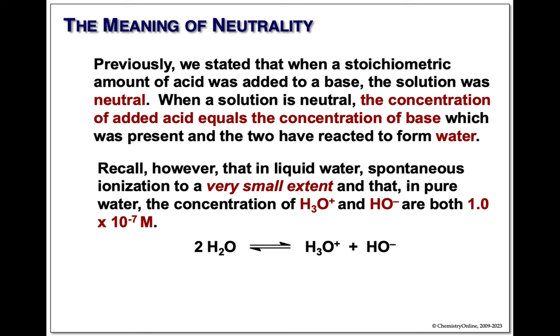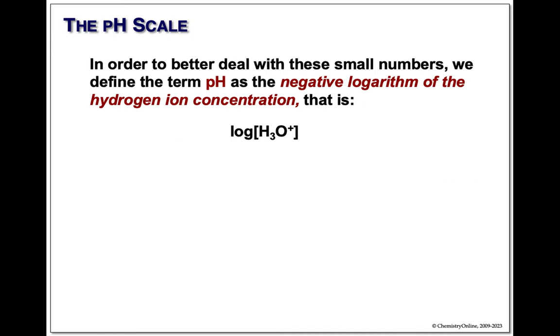It's difficult to type out and stuff like that, especially in the old days. And so chemists developed what at the time was a shorthand. Instead of using 10^-7 molar to describe hydronium and hydroxide, what they did is they took the log of it. Now, the log basically describes the exponent to which the number 10 must be raised to give that concentration.